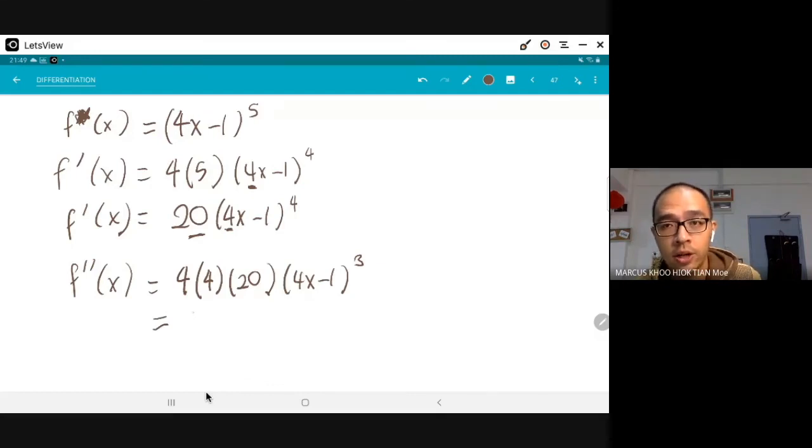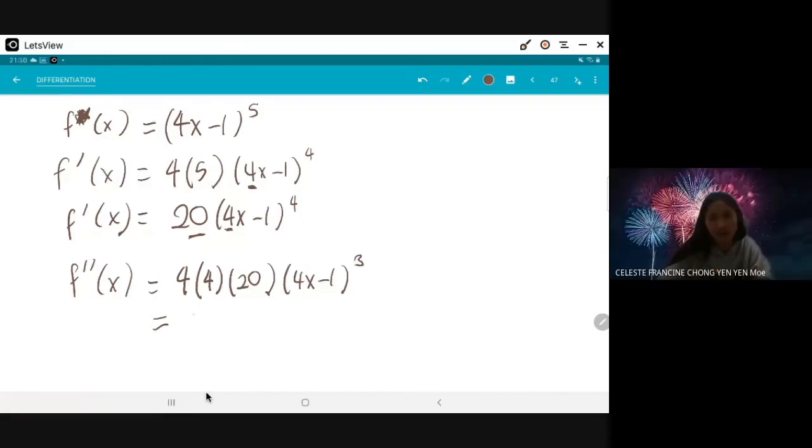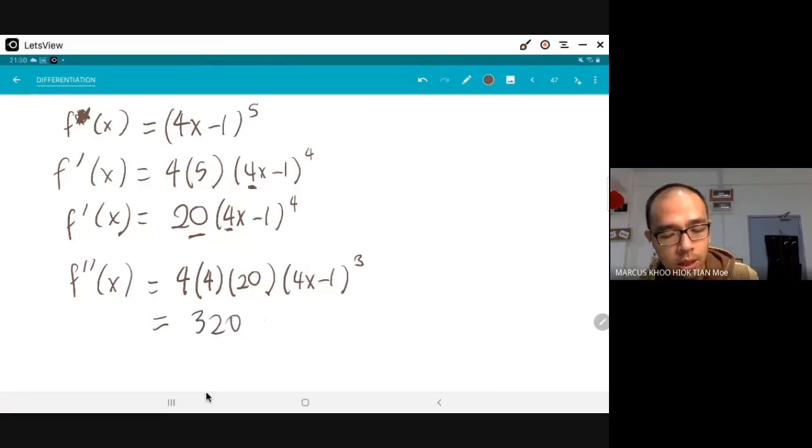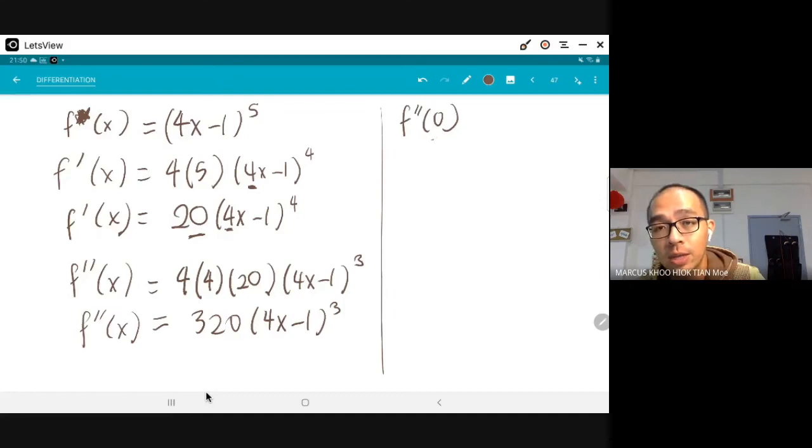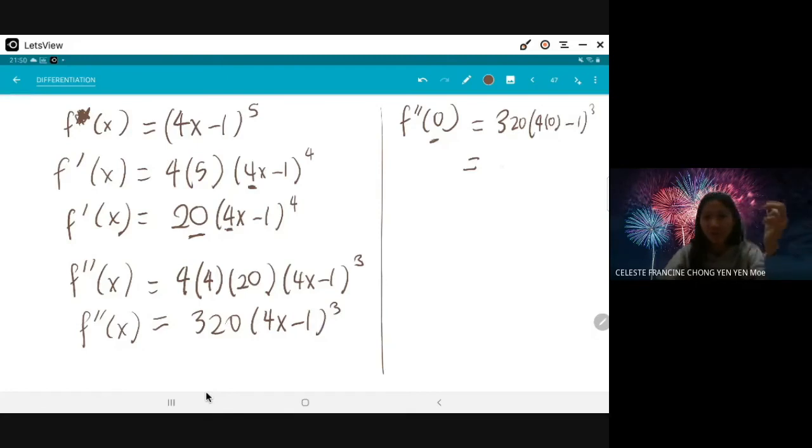Is it 320? I don't think so. Yes, sir, 320(4x minus 1) to the power of 3. So this is f double prime x. Now, what if we replace x with 0? That's basically what this means. You substitute the x with 0. So you get 320 times (4 times 0 minus 1) cubed. 0 is the object, right? Correct, 0 is the object.